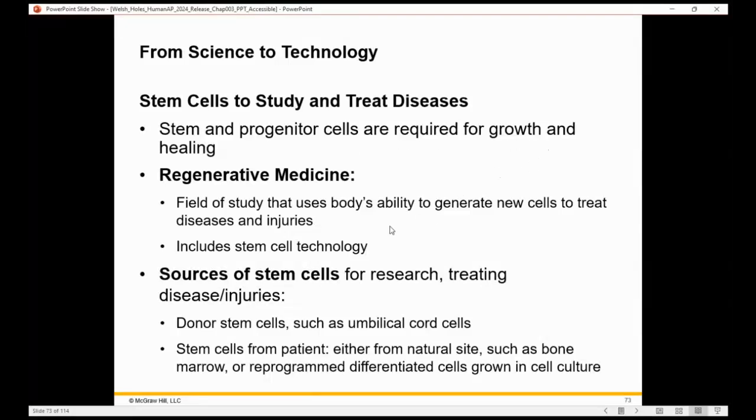In regenerative medicine, this is a field of study that uses the body's ability to generate new cells to treat diseases and injuries. It includes stem cell technology. Sources of stem cells for research, treating disease and injuries include donor stem cells like umbilical cord cells and stem cells from patients, either from natural sites like bone marrow or reprogrammed differentiated cells that are grown in cell culture.